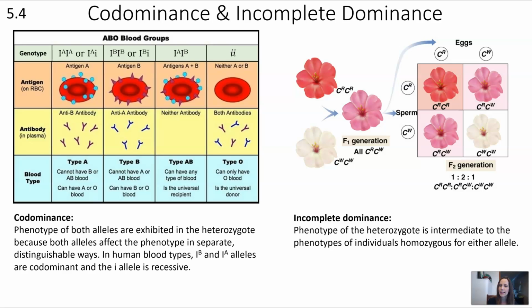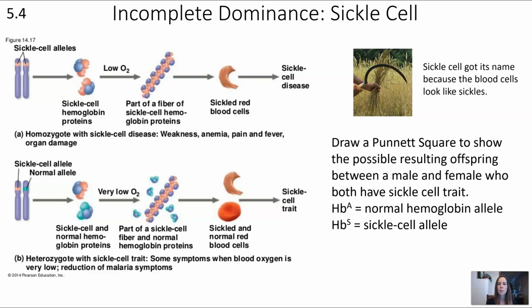All right, incomplete dominance, on the other hand, is where the phenotype of the heterozygote is in between. So it's a blend of the phenotypes of the two homozygotes. So you can see a homozygous dominant flower would be kind of that reddish color, and a homozygous recessive would be the white. When they breed together and produce that F1 generation, it produces an intermediate phenotype of those pink flowers. An example of incomplete dominance in humans is sickle cell.